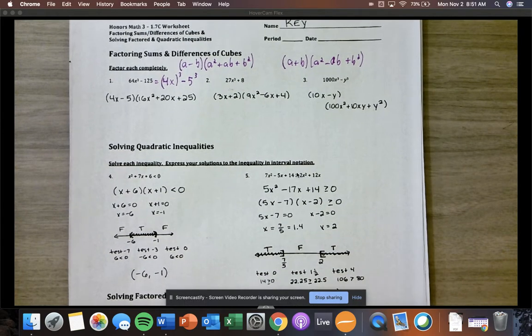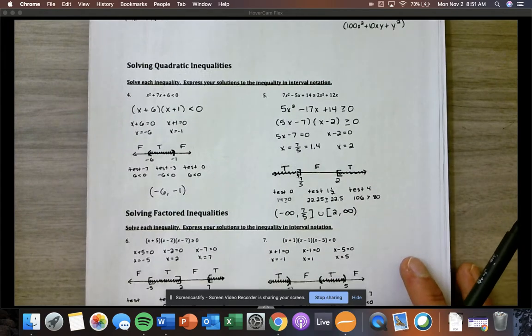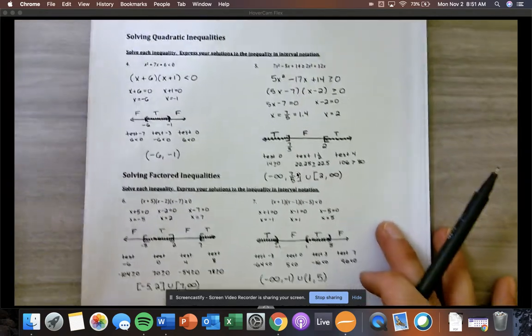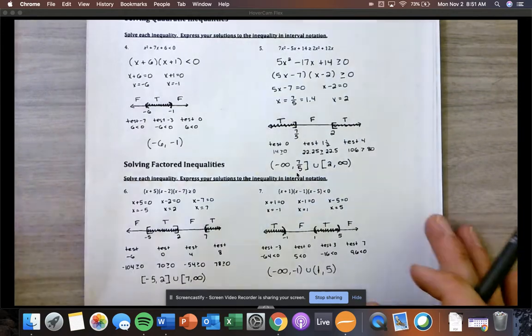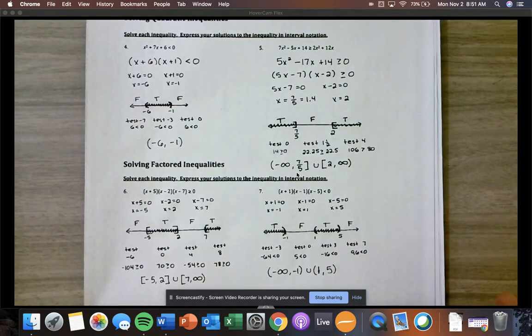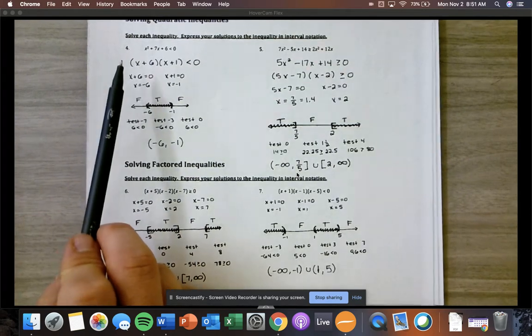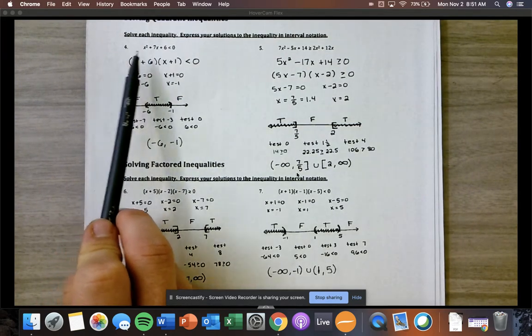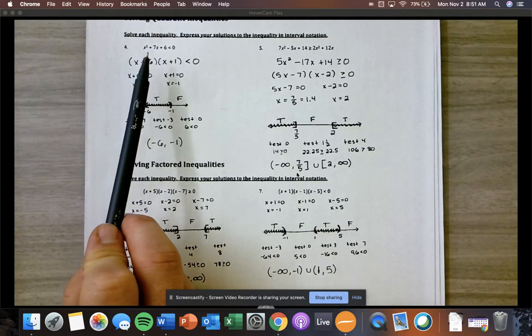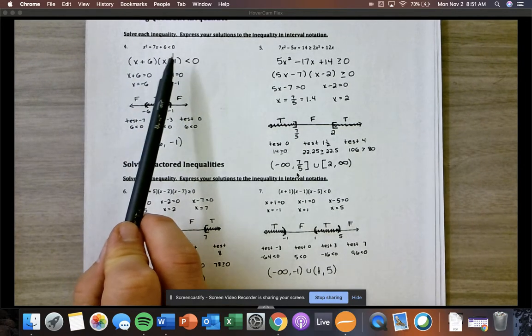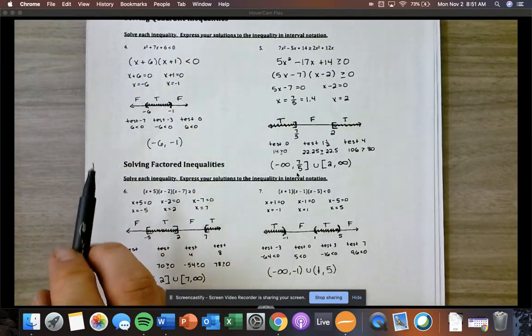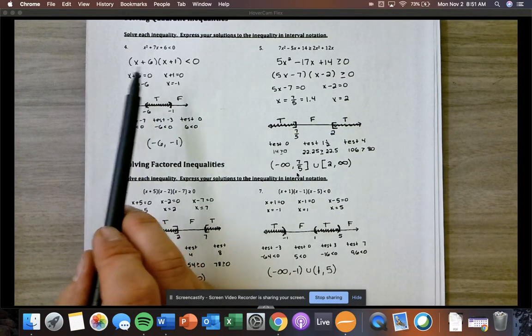All right, so if you want to take a second, look at those. But let's keep going. So next would be solving quadratic inequalities. And for these, we just have to remember the steps, right? For number 4, for example, step number 1 would be solving the function so that there's a 0 on one side of the inequality. Right? Then we would factor.